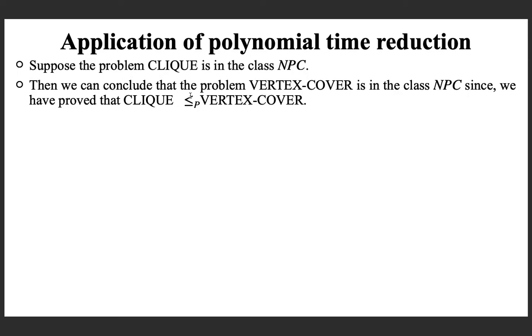And here now you have another polynomial time reduction, say another function f2 to reduce clique to vertex cover. So you have f1 to reduce an arbitrary NP problem to clique, and f2 to reduce the clique problem to the vertex cover. Now we can easily prove that the composition of f1 and f2 will reduce an arbitrary NP problem into the vertex cover problem in polynomial time, and you can conclude that the vertex cover problem is in the class NP complete. And thus now we are using polynomial time reduction to prove that the problem is in the class NP complete.